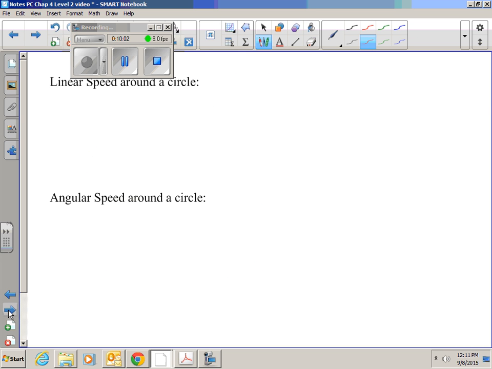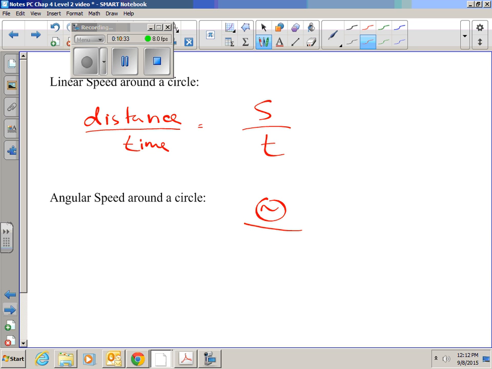Two formulas I'm going to give you, and then we are done. The linear speed around a circle is how fast you're moving around the circle, so it's distance divided by time. Typically, our distance is going to be our arc length, so we're going to write this as S over T. The angular speed is going to be the angle, so that's theta, divided by time.